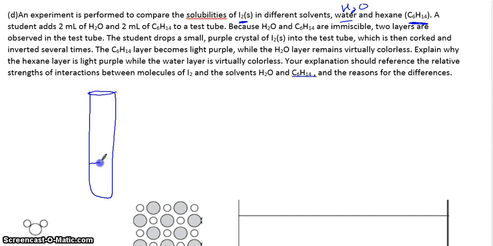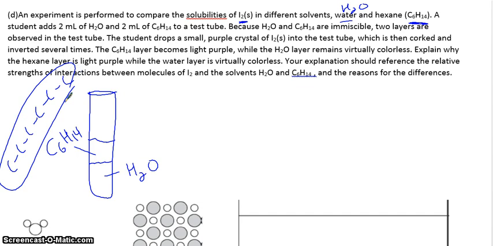Now, water is almost always more dense. So water will be down here. Hexane, C6H14, is up here. Remember how we talked about, think of this as a long nonpolar molecule with 6 carbon atoms. So it's nonpolar. The student then drops a small crystal of iodine into the test tube, then corks it, inverts it several times. The hexane layer becomes light purple. This is because iodine went to the bottom, and then iodine dissolved in the hexane.